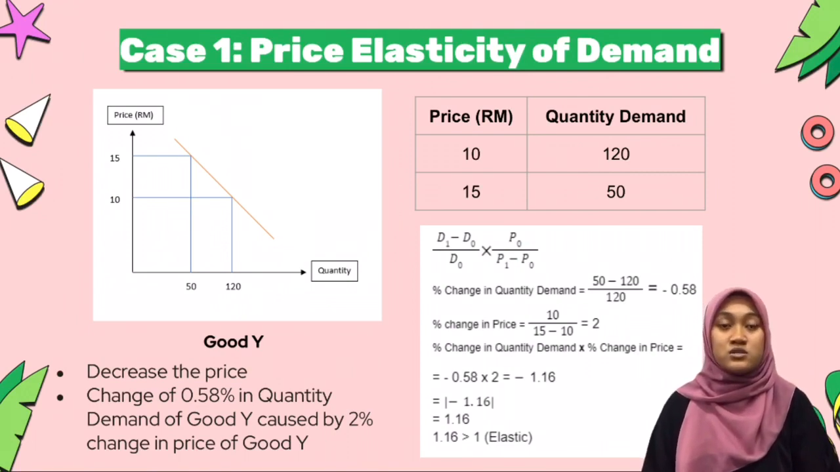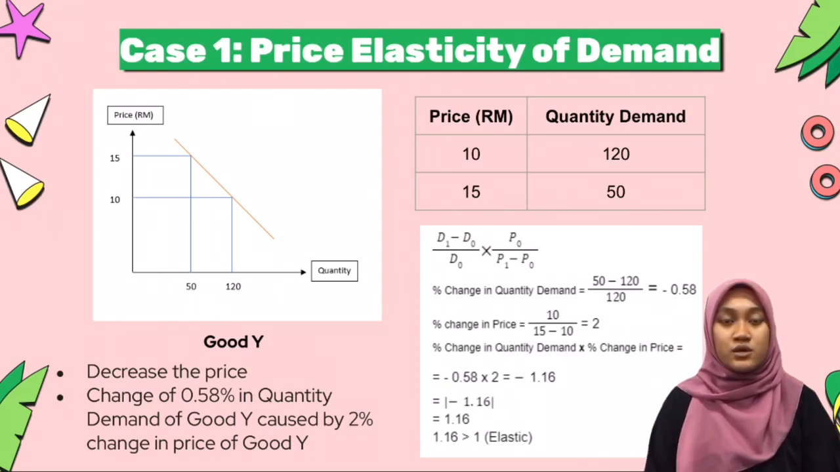So we are going to use the formula, which is percentage change in quantity demanded divided by percentage change in price. The final value is negative 1.16. We are going to make the number positive using modulus and we get 1.16. We know that 1.16 is greater than 1, thus the type of price elasticity is elastic.